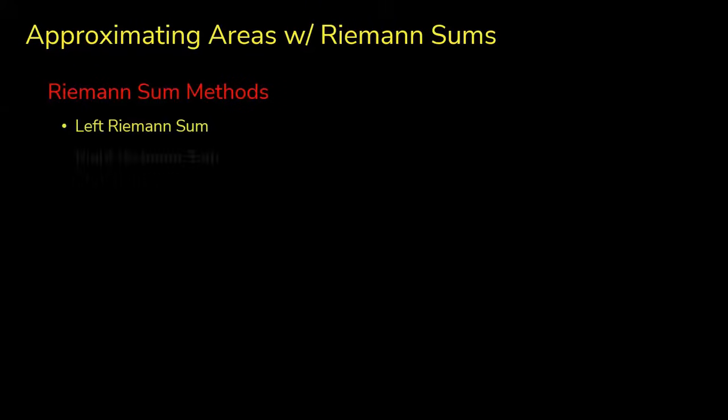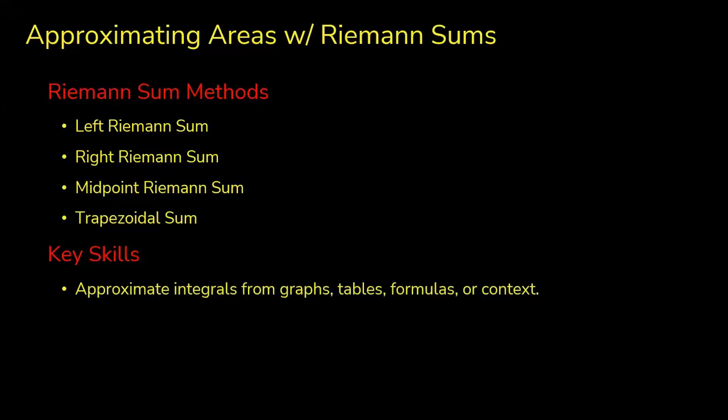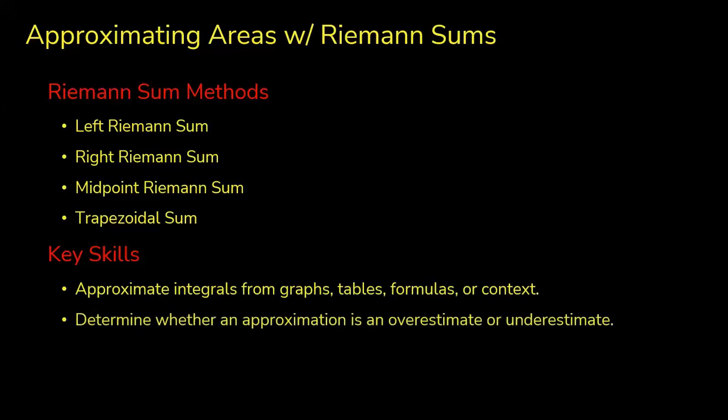Before we define integrals exactly, we begin by approximating. That's where Riemann sums come in. You need to know four methods for calculating and approximating Riemann sums: a left Riemann sum, a right Riemann sum, a midpoint Riemann sum, and a trapezoidal sum. You may be asked to approximate integrals using graphs, tables, formulas, or a real-world context. You also need to determine where an approximation is an overestimate or underestimate, which depends on whether a function is increasing, decreasing, or its concavity. Additionally, both uniform and non-uniform partitions are fair game on the AP Calc exam.